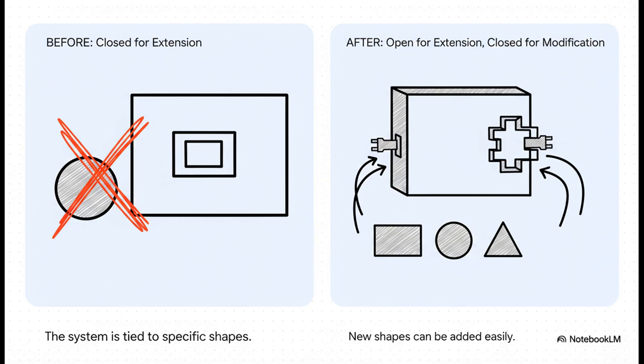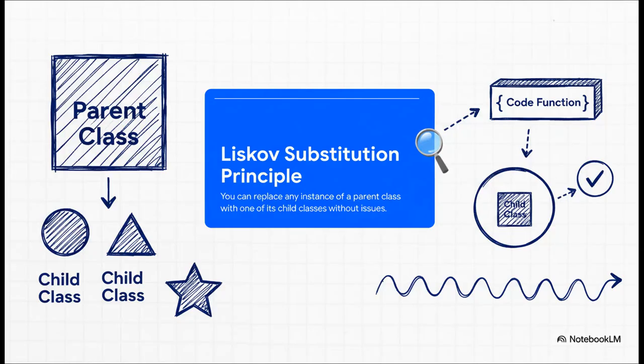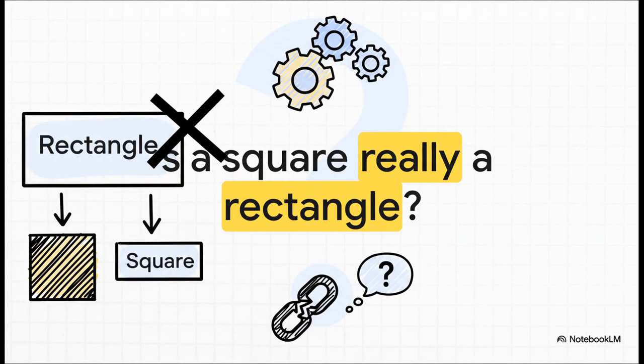It is now open to new shapes but completely closed to modification. The L stands for the Liskov substitution principle. I know, it's named after Barbara Liskov and sounds super academic, but the idea is actually pretty simple. It just means that if some piece of your code works with a parent class, you should be able to swap in any of that parent's child classes, and the code should just keep working perfectly without even noticing the change. This leads us to a classic, almost philosophical debate in programming.